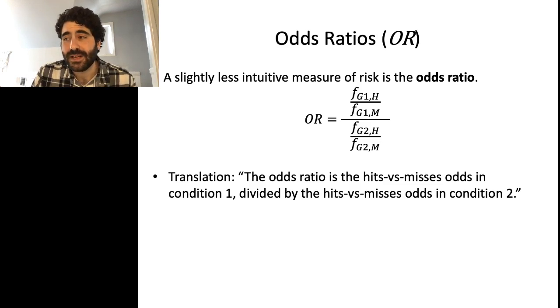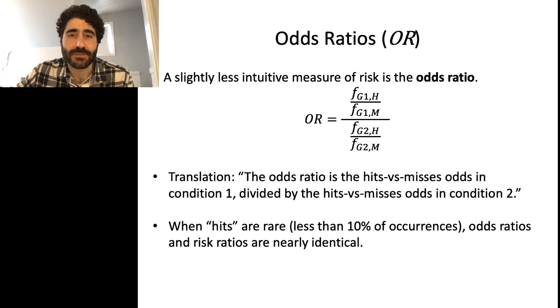We get the odds in group 1 and compare them to the odds in group 2. For example, the odds in group 1 might be something like 2 to 1, meaning there's twice as much of a chance of having a hit than a miss. The odds could be something like 1 to 1, meaning you have an equal chance of a hit or miss outcome, or they could be 1 to 2, meaning the hits are less frequent than the misses. So we compute the odds in group 1 and the odds in group 2, and then divide those two odds.